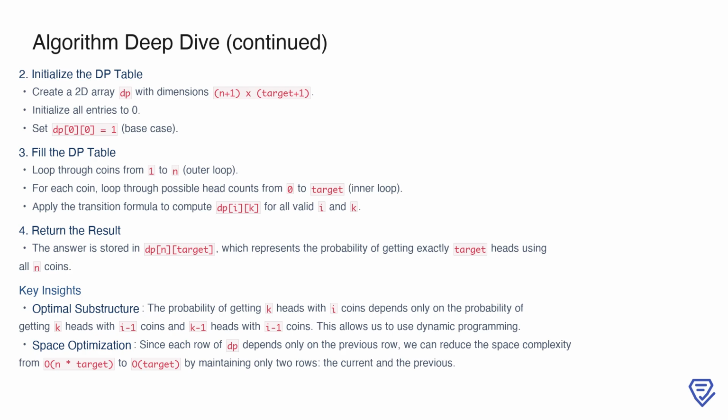This algorithm leverages the principle of optimal substructure, where the probability for k heads with i coins depends only on the probabilities calculated for the previous coin. Additionally, to optimize space usage, we recognize that each row of the DP table depends only on the previous one. This allows us to reduce the space complexity from O(n times target) to O(target), by maintaining only 2 rows at a time.